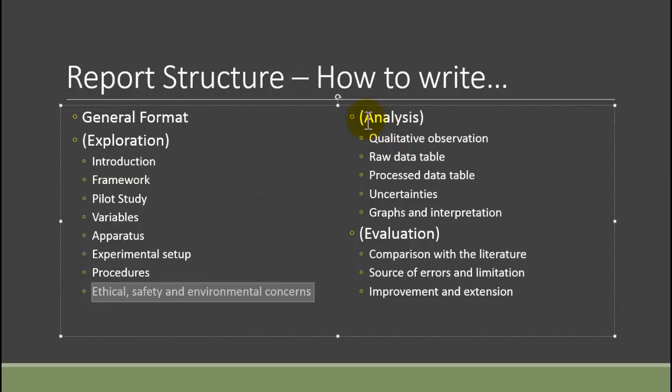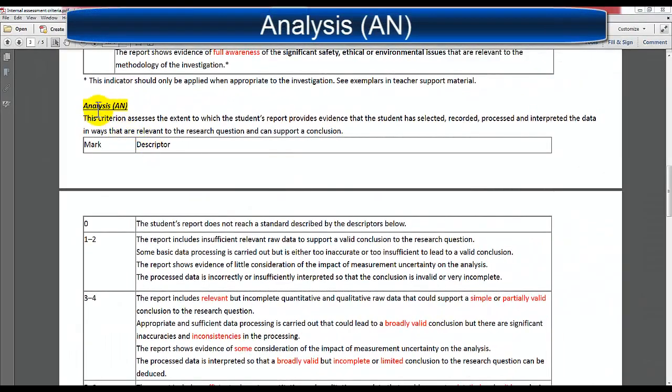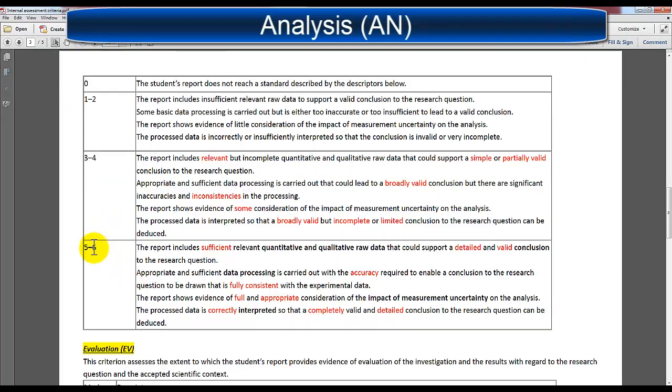And now we'll be moving on to the next part called the analysis, also known as AN. In this part, like the previous, you can get at most 6 marks in total. Let's just look at the first one. The first one is about quantitative and qualitative raw data. And you can see this is saying "sufficient," and the middle band saying "relevant but incomplete."